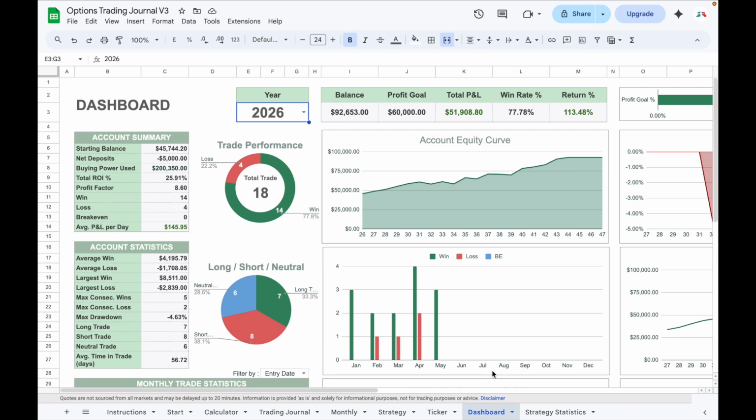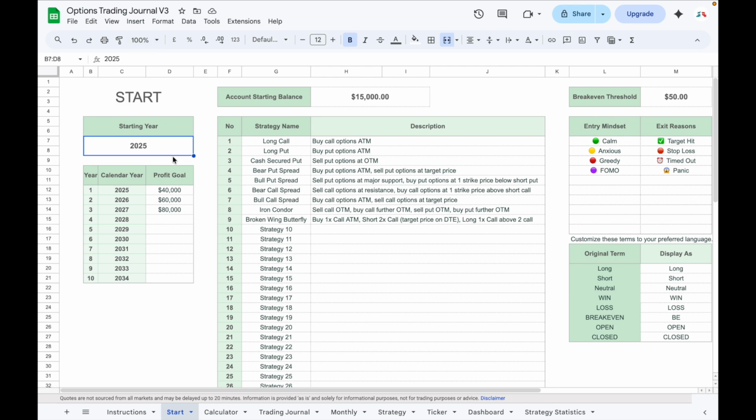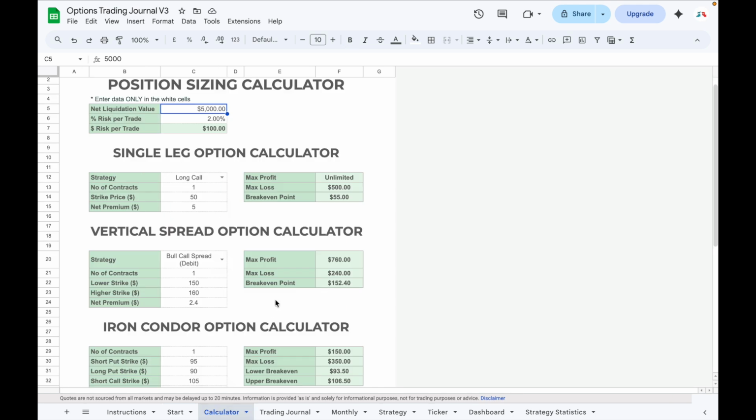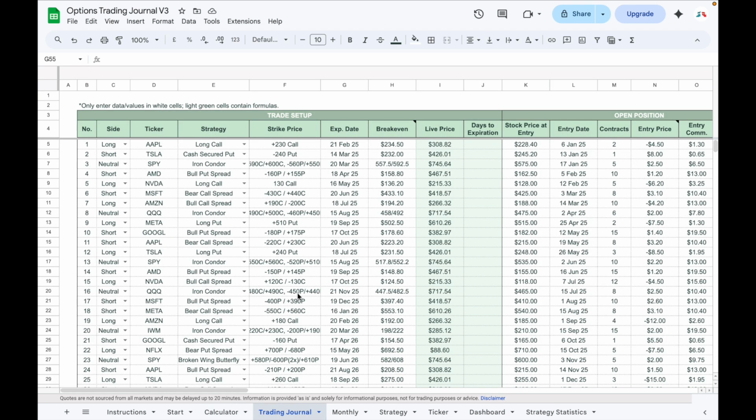Let me give you a quick overview of this spreadsheet. It consists of 8 comprehensive tabs. Here you have the Start tab where you can set up the spreadsheet. The Calculator tab allows you to calculate position sizing and determine the maximum profit, maximum loss, and break-even of the options trades. The Trading Journal tab is where you log every detail.